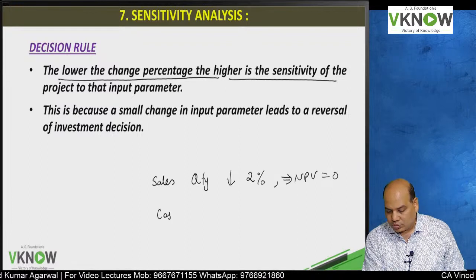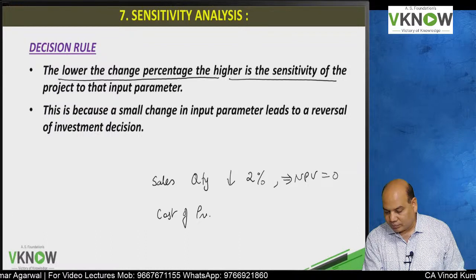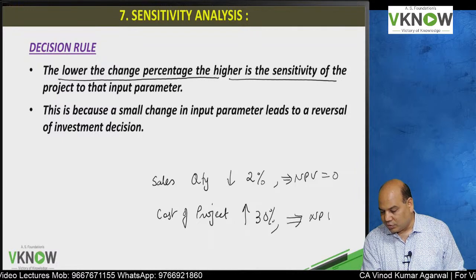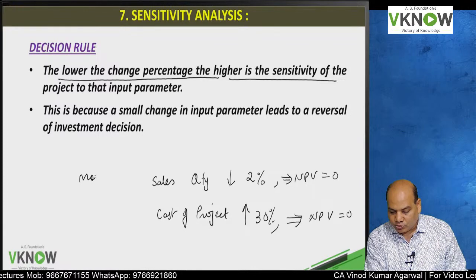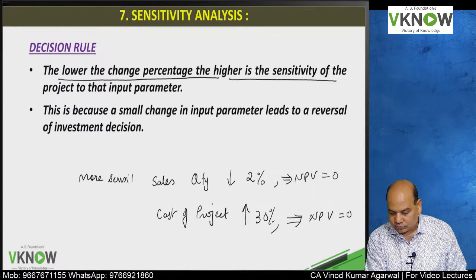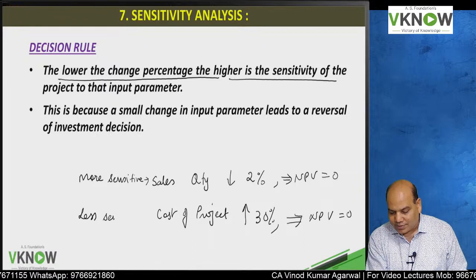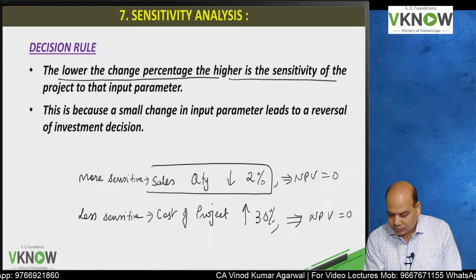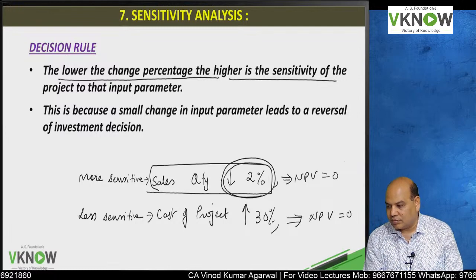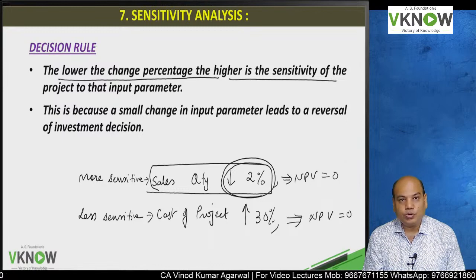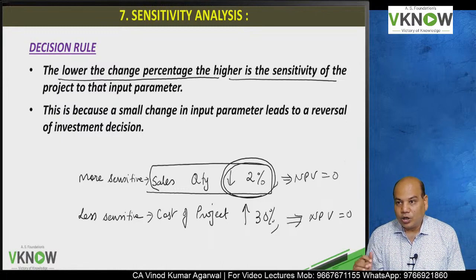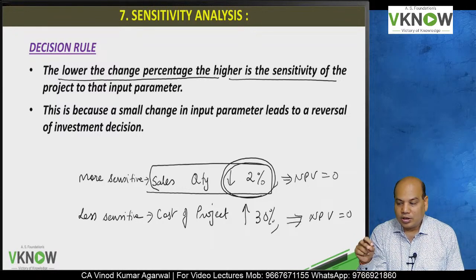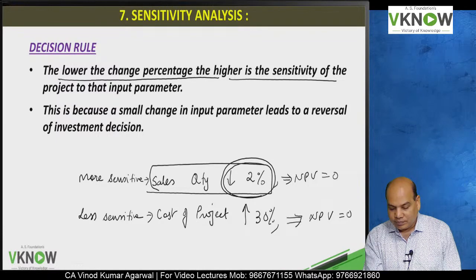and if the cost of the project increases by 30%, then NPV will be 0. The project is more sensitive to sales quantity and less sensitive to the cost of the project. In case of sales quantity, we have a margin of safety of only 2%. We can make an error only up to 2%, because if quantity sold drops by more than 2%, the NPV will become negative and it may lead to reversal of the investment decision.